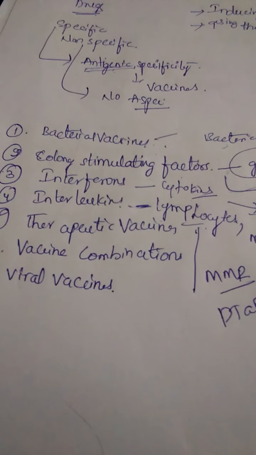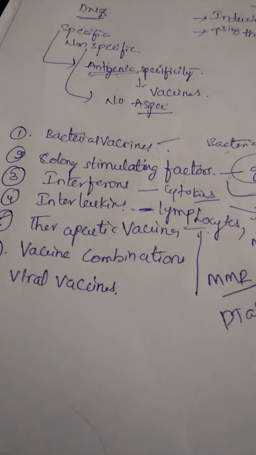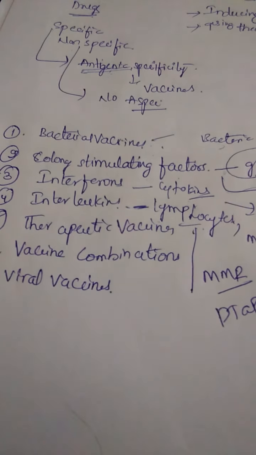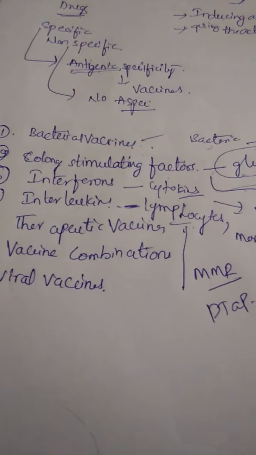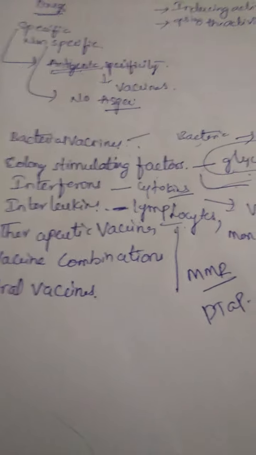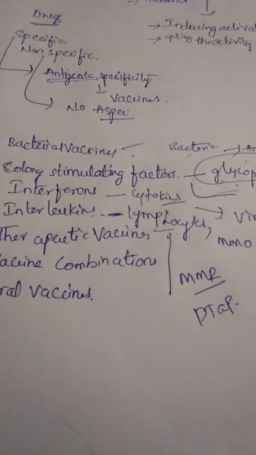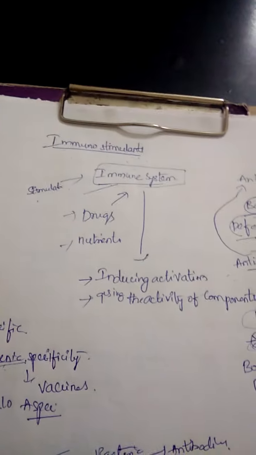Next, the side effects of these viral vaccines are blood in the urine or stools, and pneumonia can also be seen. So this is about immunostimulants.